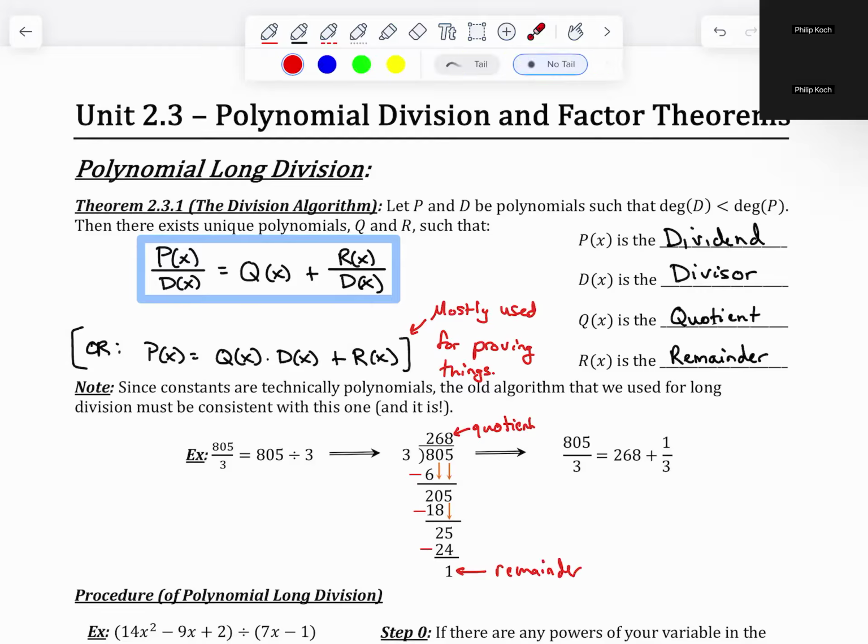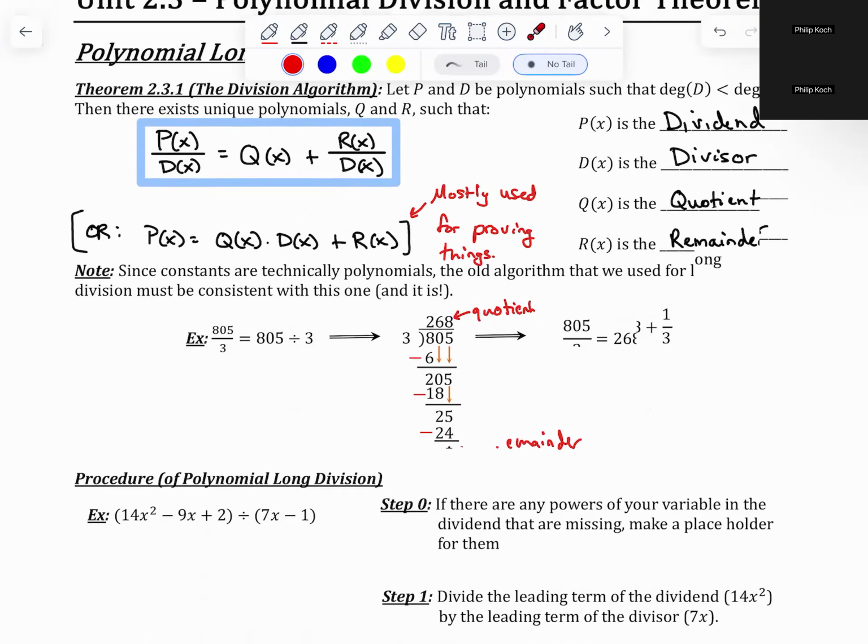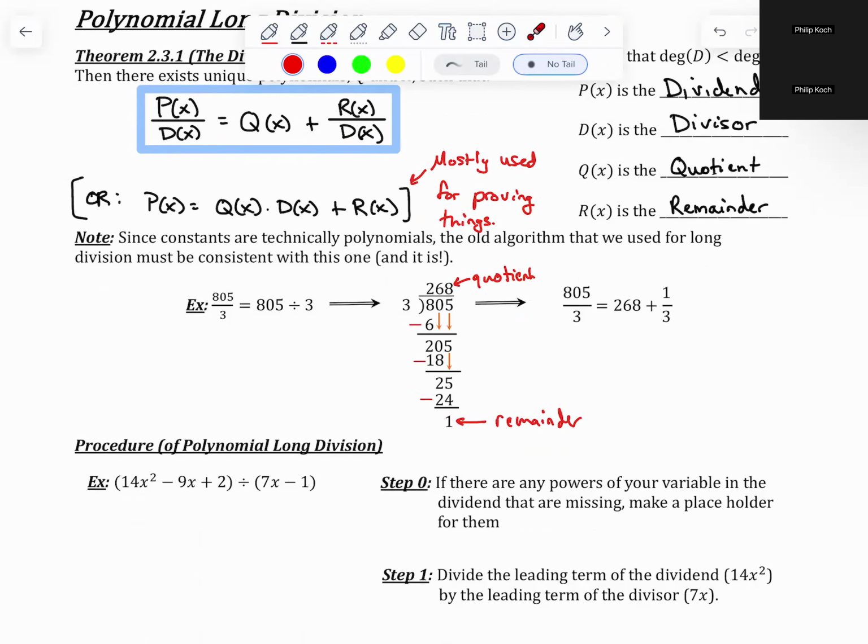And so it fits into the division algorithm. Here, P of x is 805, D of x, your divisor, is 3, 268 is your quotient function, and R is 1. So this process of figuring out how many times your divisor goes into your dividend is very, very similar. So here's how we do it with a polynomial instead.